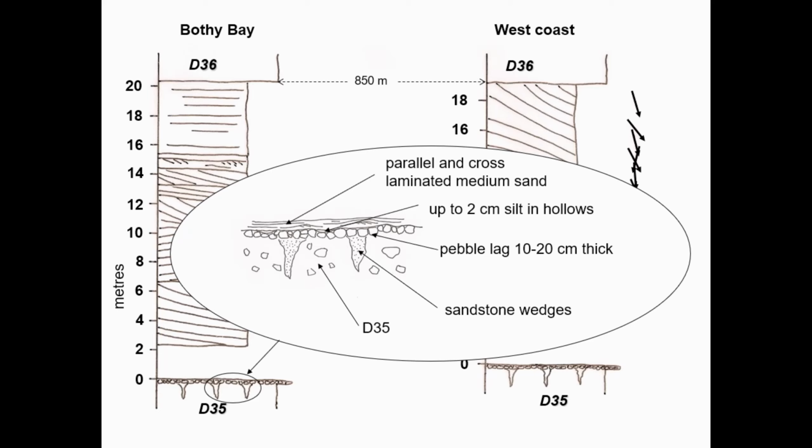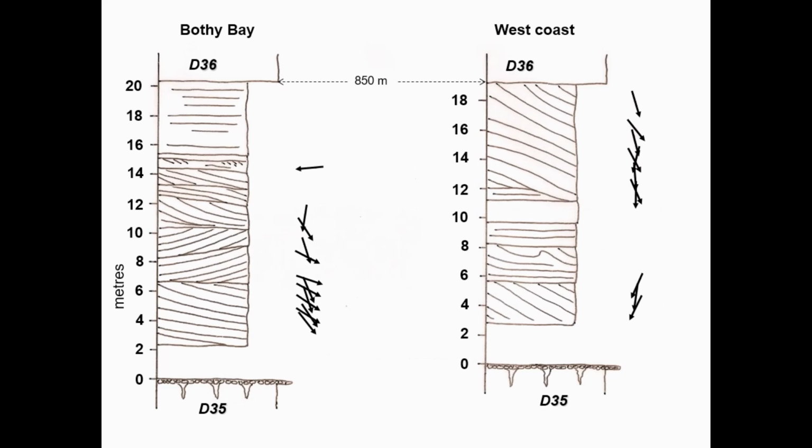So in other words, this D35 surface looks as if it's suffered what you might call a low energy transgression. The sea level's risen across the subaerial surface, the top of the diamictite has been winnowed, fine stuff has been washed away, but it's essentially a low energy situation. And it's only as the sea gets deeper that we get a high energy environment where the cross-bedded sands accumulate.